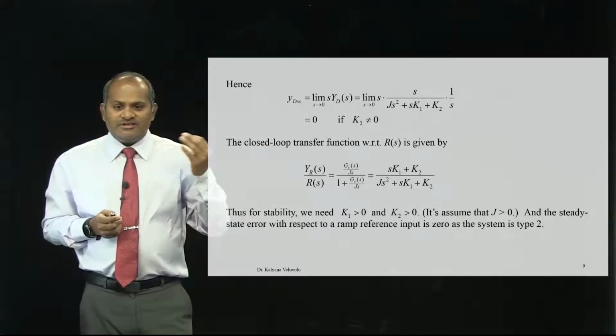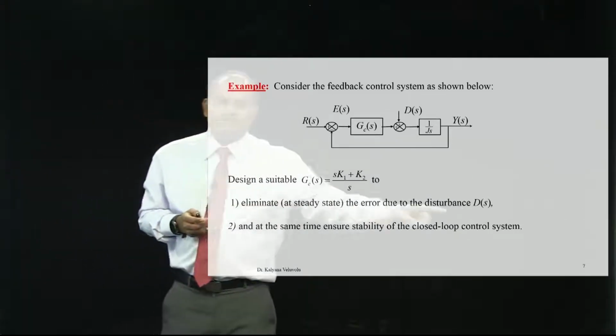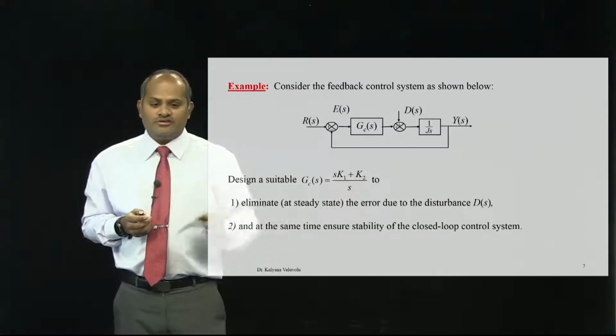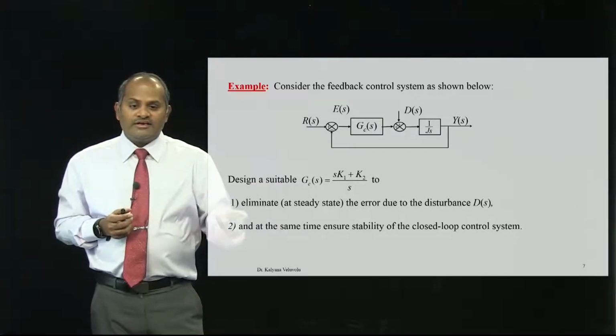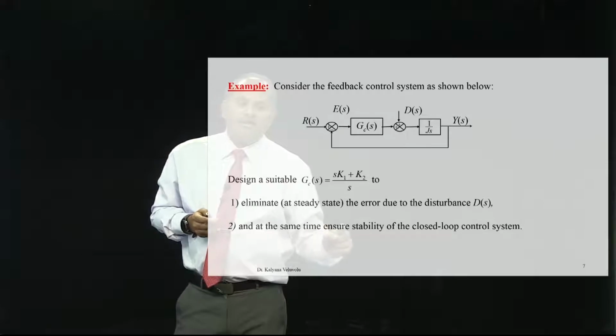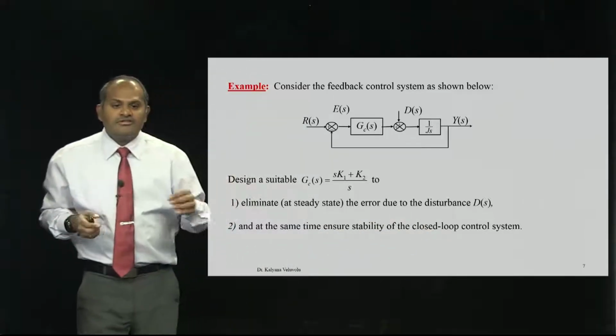Now, the disturbance we solved. The first problem, eliminate the steady state error due to disturbance. We solved this one, we identified that K2 is not equal to 0. So, the first point is done. Now, what is the second condition? At the same time, ensure stability of the closed loop system. I have to also ensure the system is stable.